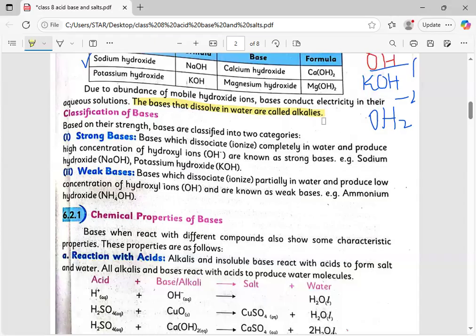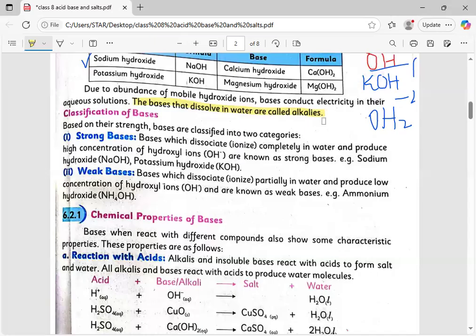Because only those bases that are able to dissolve in water, that are soluble in water, are called alkalis, while the insoluble bases that are not readily soluble in water are not termed alkalis. They are simply called bases. But those bases that are dissolved in water, or that may be dissolved in water, are called alkalis.